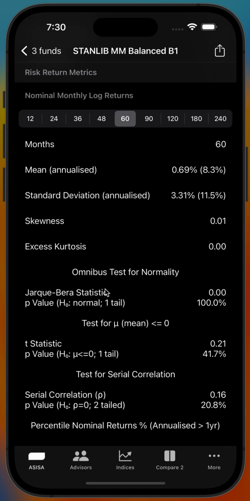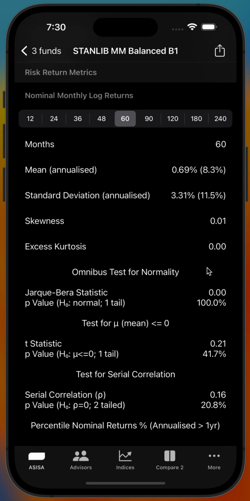In fact, there's a test, the Jarque-Bera statistic, to test whether the returns come from a normal distribution. In other words, are normally distributed. So that would mean the returns are log normally distributed and the log returns are normally distributed. And you can see here there's very little skewness, certainly over 60 months even less.